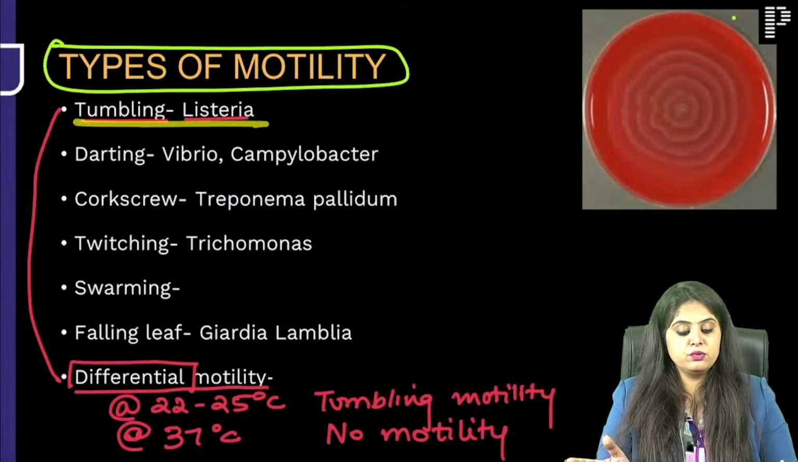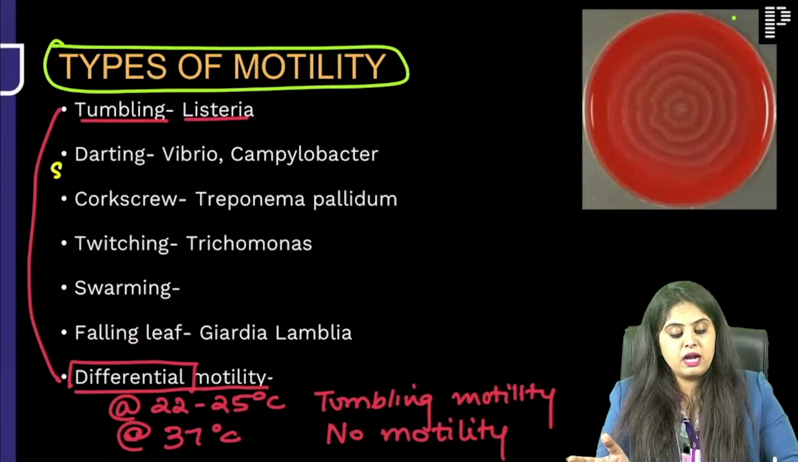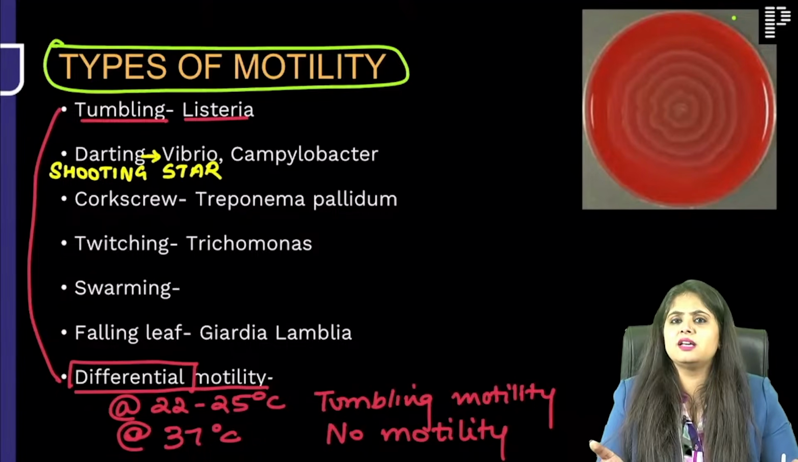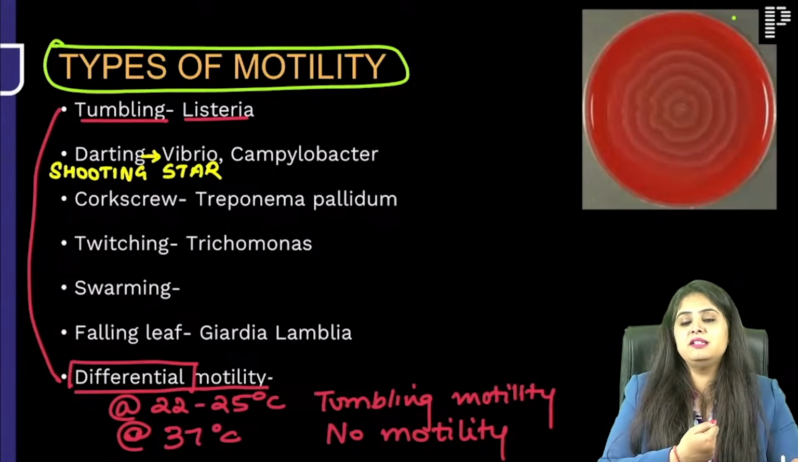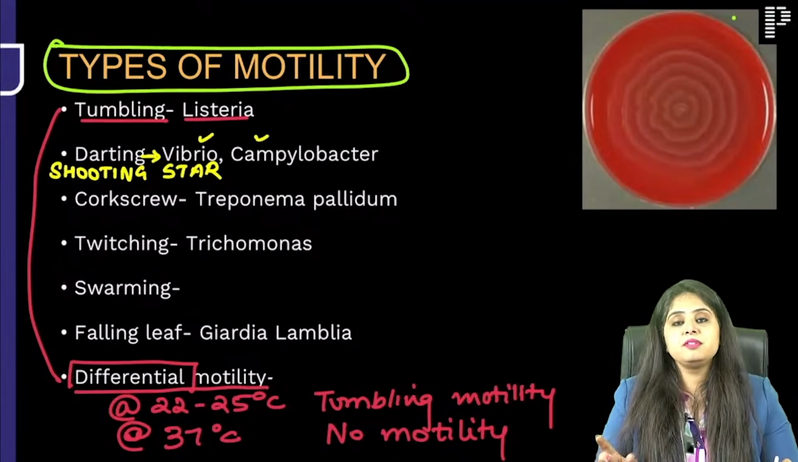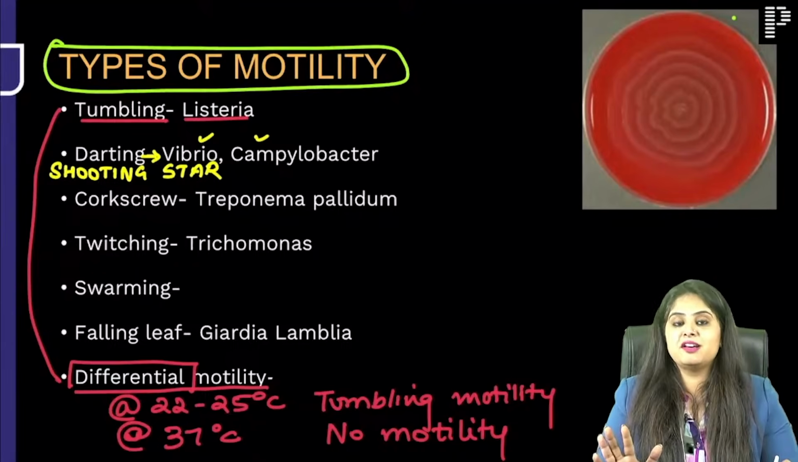Okay, so Listeria shows you tumbling and differential motility. Next one is who shows you darting motility. Darting motility is something known as a shooting star. You must have seen, especially in Bollywood movies, Tootta Tara, a shooting star. You can't see it, it is so quick. Within half a millisecond, it runs away. That is Vibrio and Campylobacter. You can't see them, they are so quick under the microscope. I cannot see them. I just feel someone going whoosh, whoosh from here. That is how fast they go.